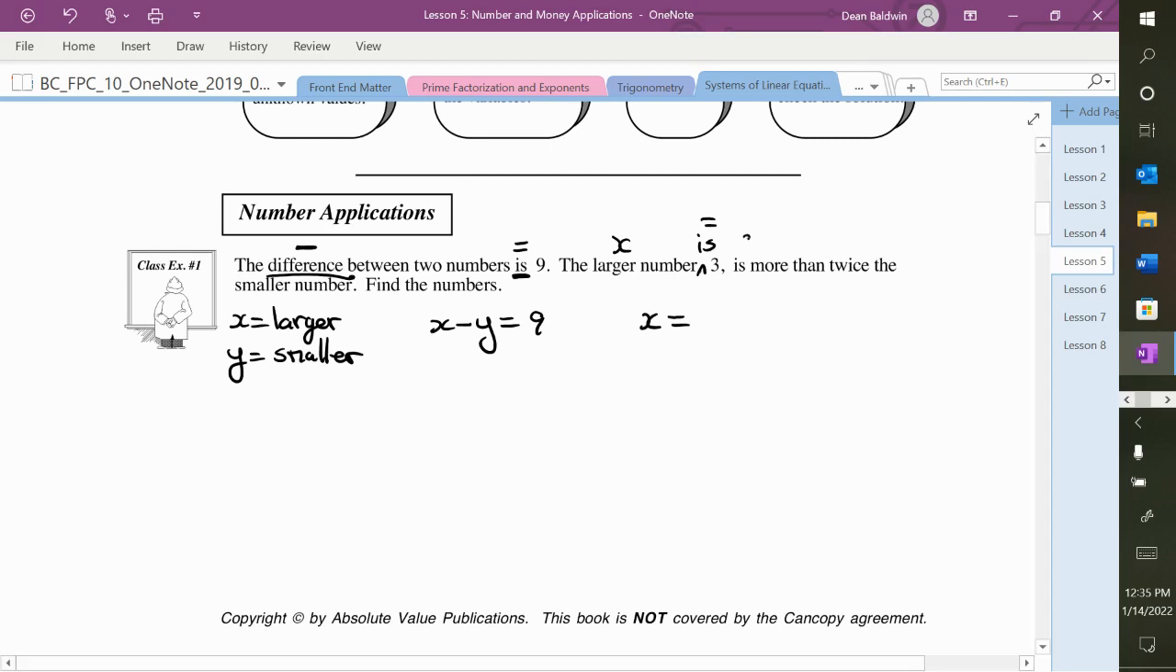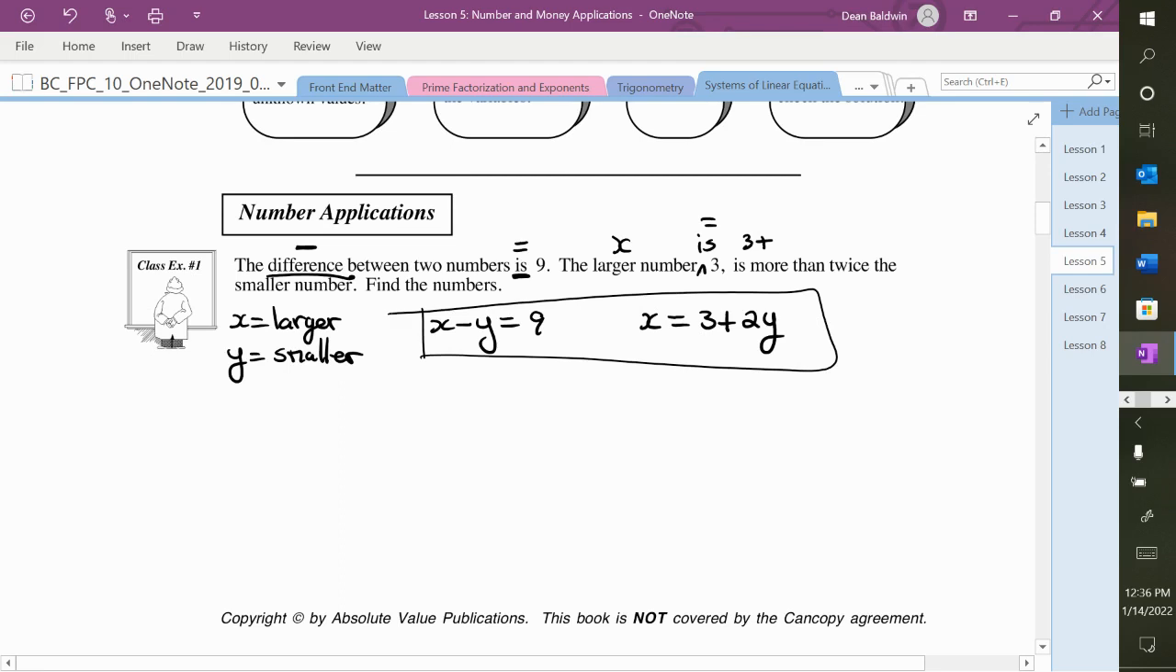What does 3 more mean? Plus 3, so that's 3 plus. Twice, if I say you have twice the amount, what are you doing? You're multiplying by 2. Twice the smaller. So that means 3 more than twice the smaller. The larger number is 3 more than twice the smaller number. Is that okay? All right. Now we've got our 2 equations. Now we can solve. All right, we're done with the sentence.